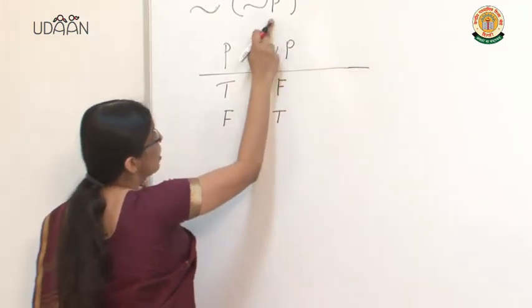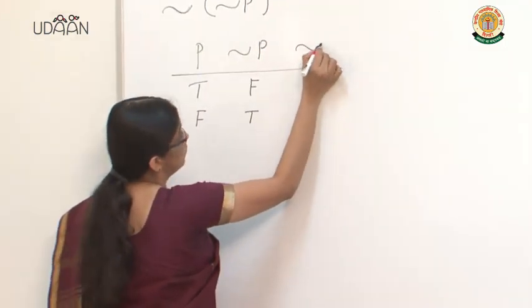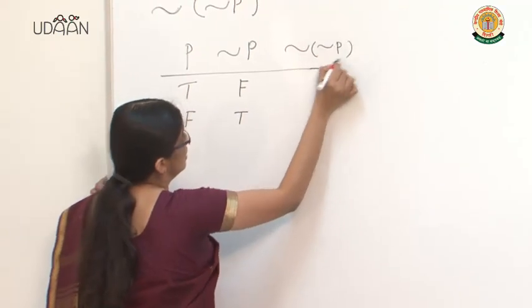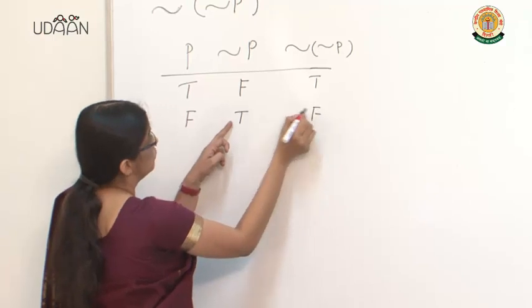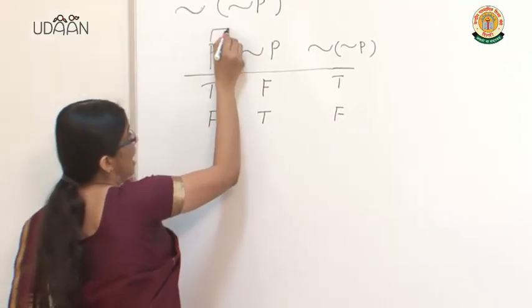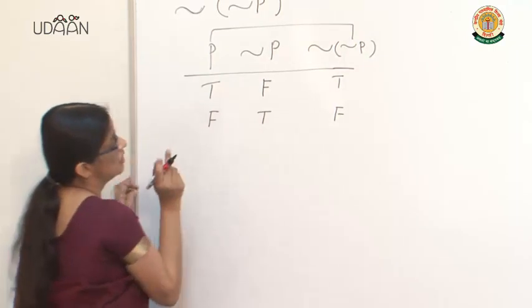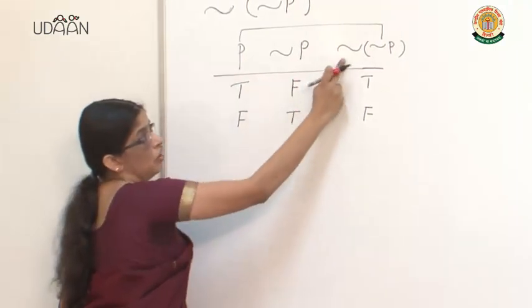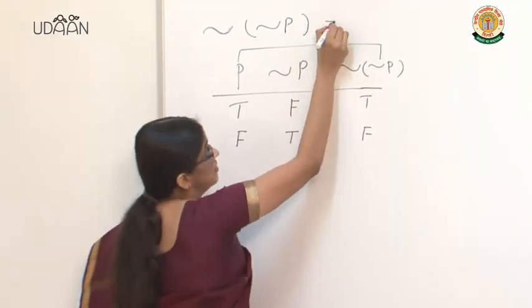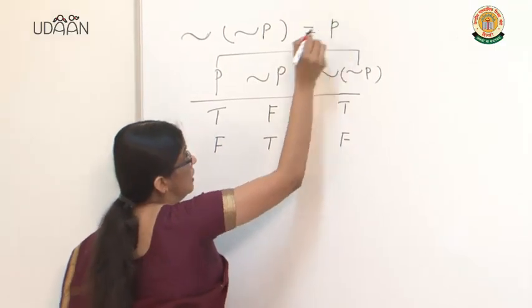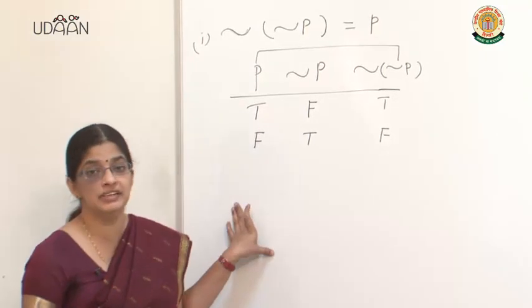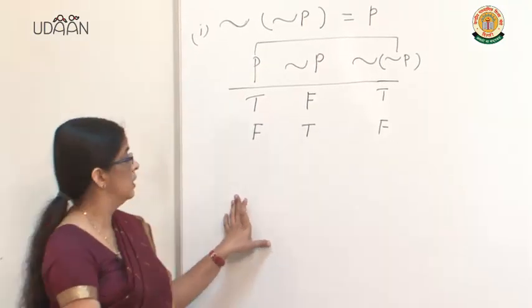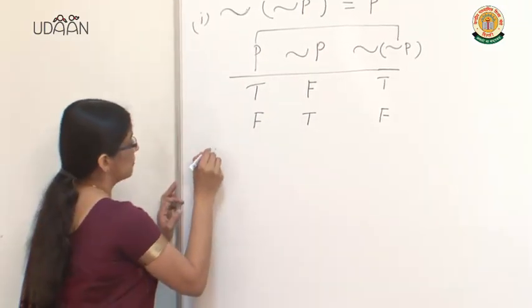We have to take the negation one more time, negation of negation of P, which gives you true or false. See the first and last column. What does it imply? Negation of negation of P is the same as P. This is the first property. Proceed to the next one.